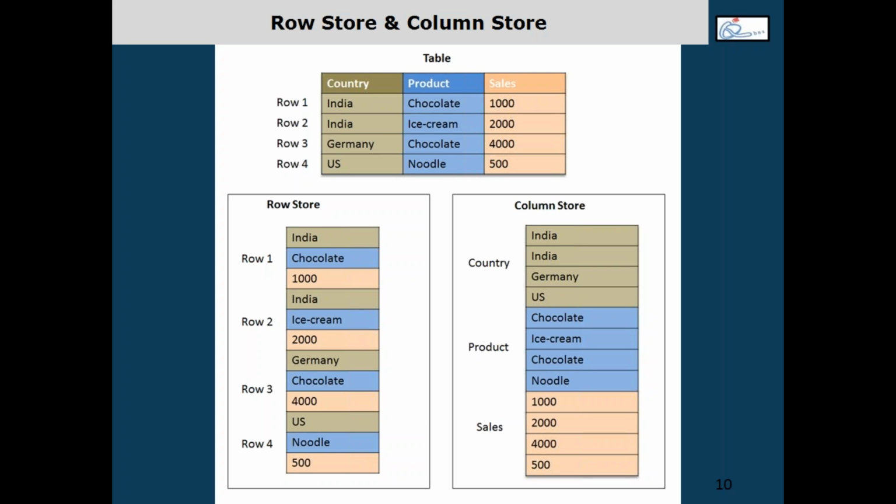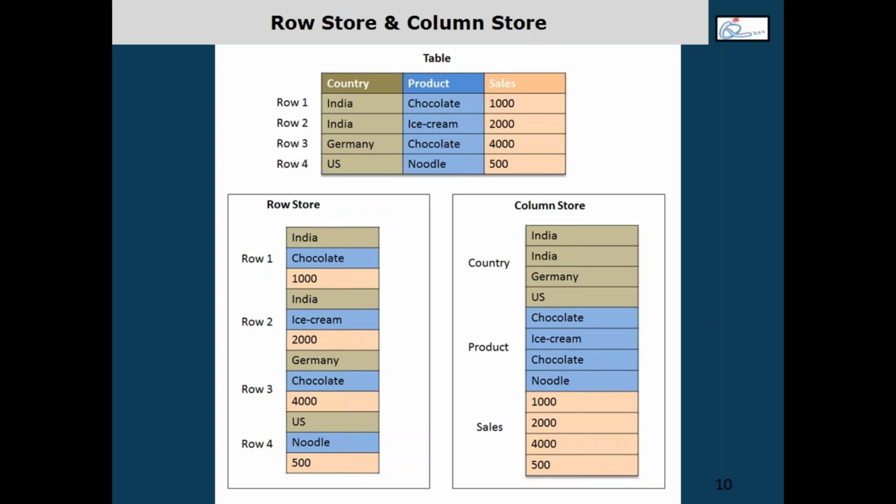Row store. Everyone says row store is better. Why? Because you're inserting a new record. It just takes all the values of that record and inserts them into the place where memory is available. If it is column store, it has to take one column value, Nepal, go to the memory location where country is stored, insert the value there, then go to another memory location, insert ice cream there, then go to another memory location, insert the value 1,000.